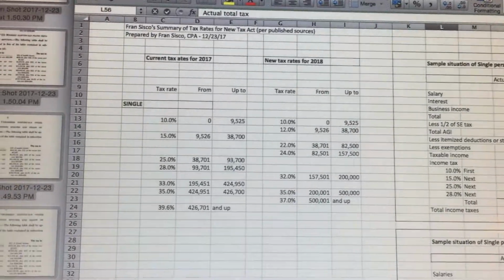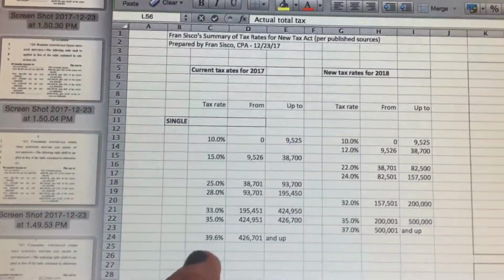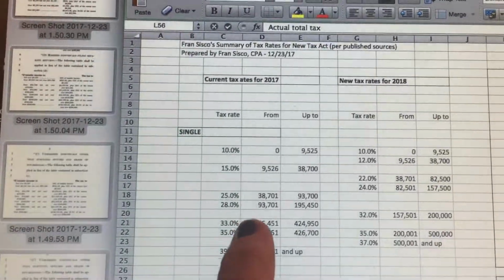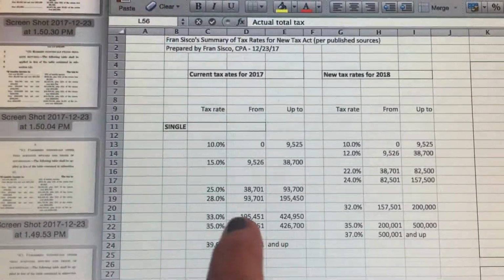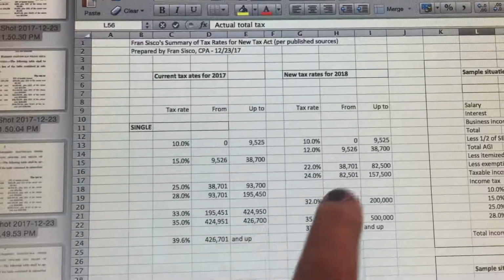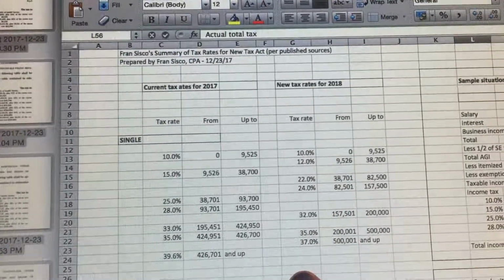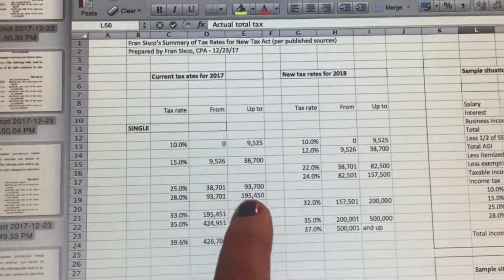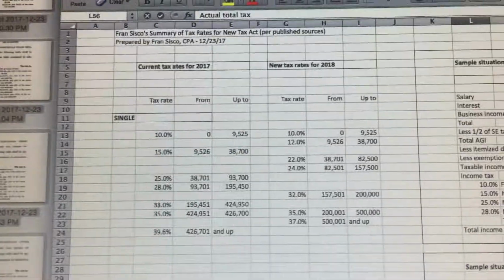Okay, in building these templates, I also summarized, and I'll put it up on the website, what the tax rates are for 2017 and what the new ones are for 2018. And you can see that there were graduated rates for '17, and the rates are also graduated for '18, but they're lower for the different brackets. And you're going to see the effect of that. I took a couple of examples.